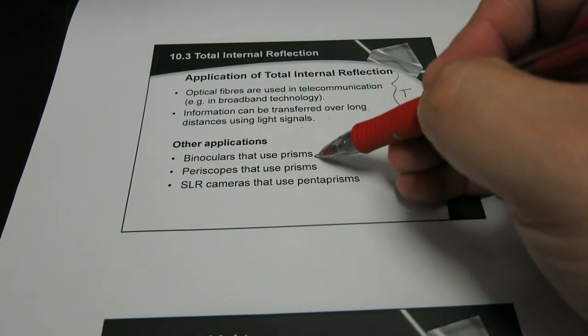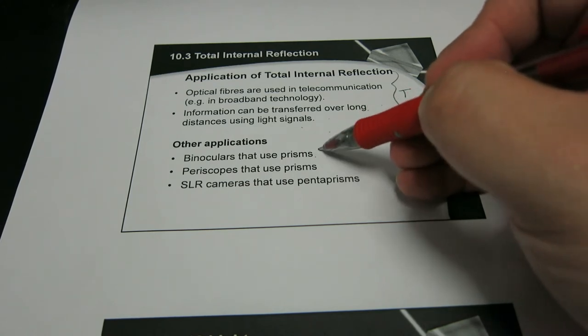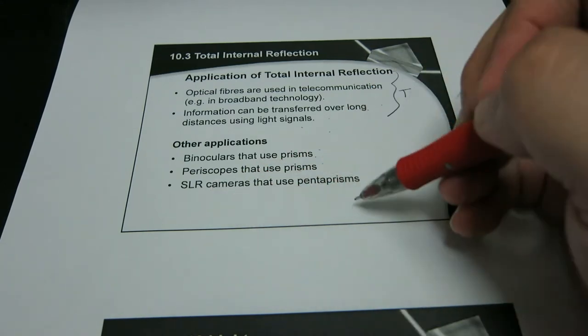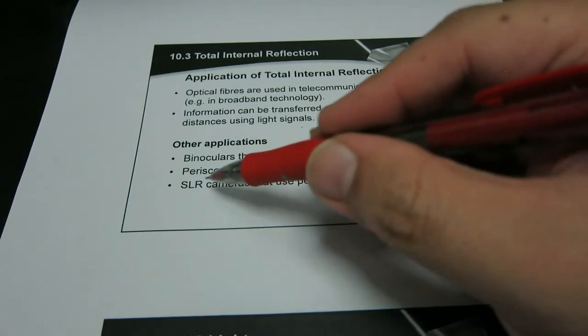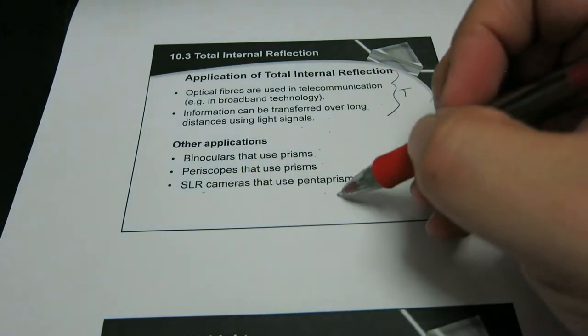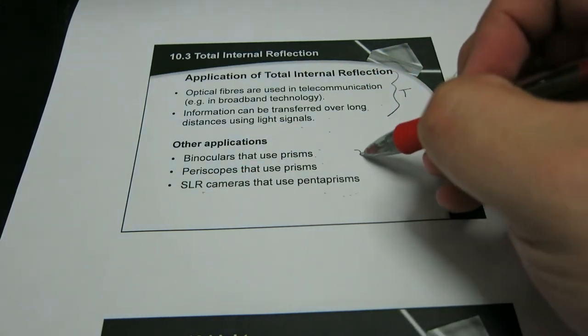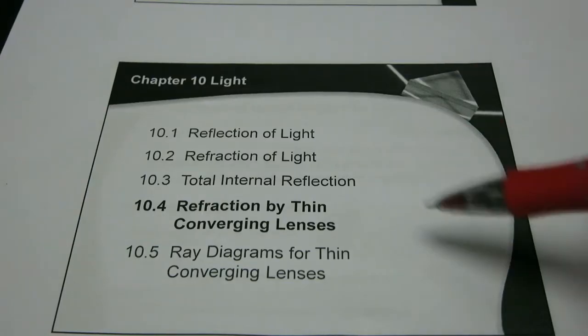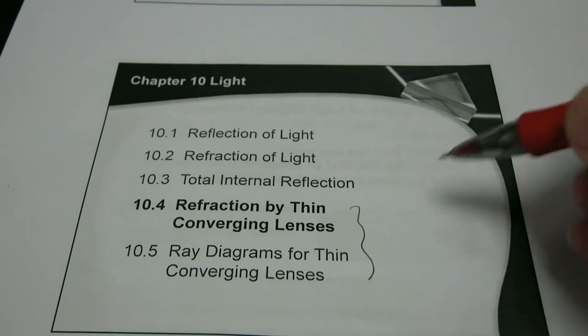Alright, some other applications: binoculars that use prisms use TIR to trap the light and make the image that you look at bigger. Periscopes also, some use prisms. SLRs use pentaprisms or just prisms. In your modern DSLR cameras also, all of these use the application of total internal reflection.